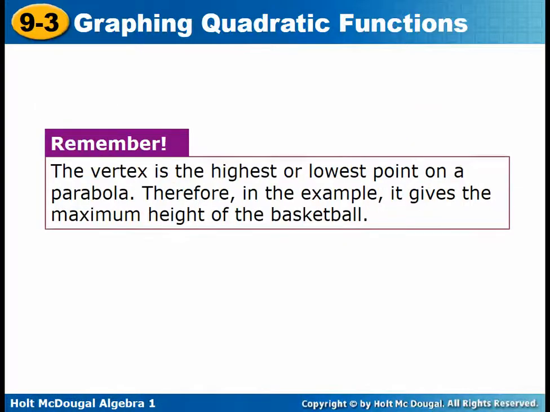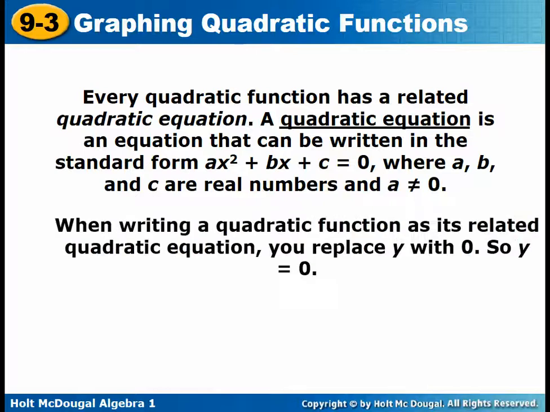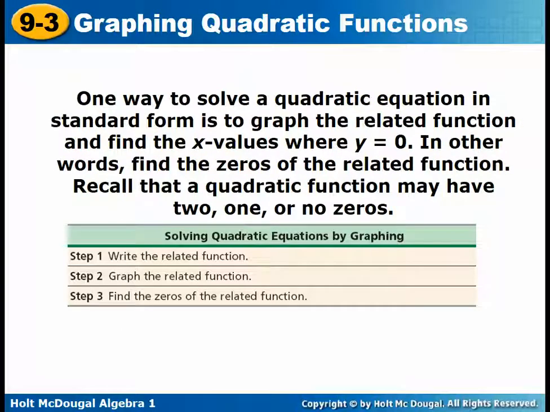Another thing that we want to know about when we graph, a lot of times we want to know what the x-intercepts are. Those are the solutions. So if you have a quadratic function and you set it equal to 0, now it's called a quadratic equation. It's an equation equal to 0. The reason we would do that is to find where the x-intercepts are. So we want to know when y is equal to 0, those are the x-intercepts.